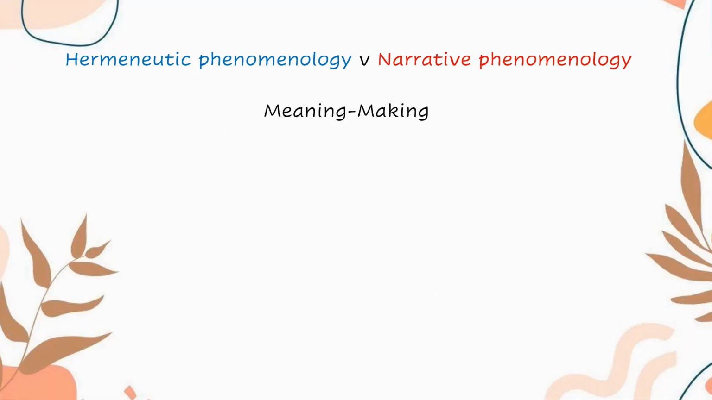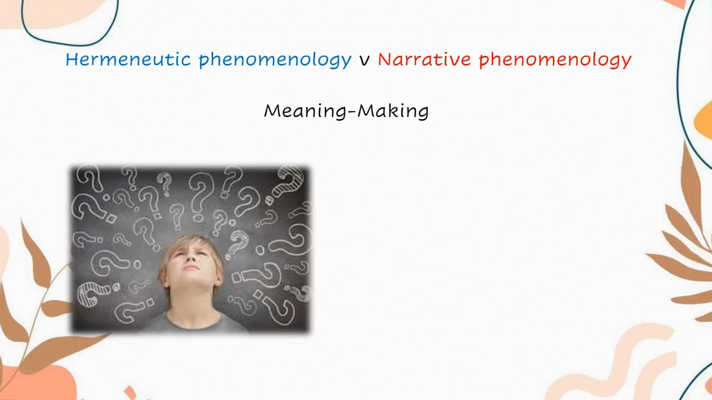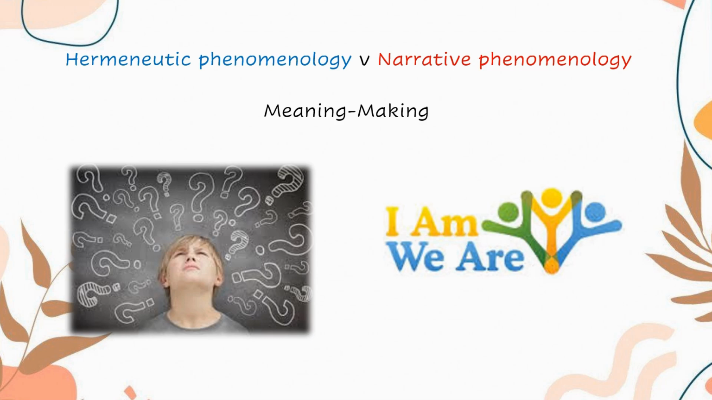Now we'll look at the slight differences in meaning making between the two methodology types. Hermeneutic phenomenology delves into how individuals make sense of their experiences and the underlying meanings. It engages in deep interpretation of experiences, seeking to uncover existential meanings and philosophical insights. It's about understanding the why behind feelings and experiences. Where narrative phenomenology focuses on how individuals make meaning through the narratives they create. It's about understanding the how and what of storytelling.